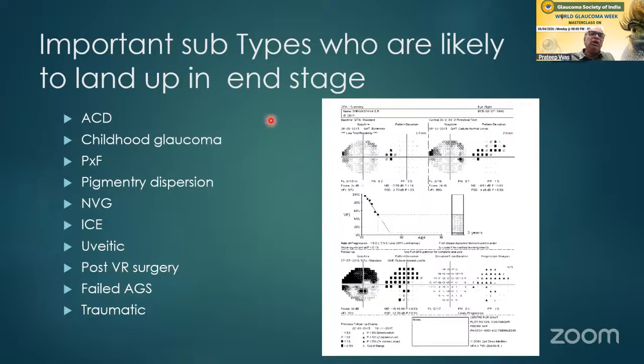These are the few conditions where the patient progresses very fast, particularly angle-closure disease, which is very common in the Indian population. Childhood glaucoma, invariably, they are in a very end-stage glaucoma. Pseudoexfoliation, pigment dispersion, neovascular glaucoma, uveitis, and the like are the few other conditions where patients progress very fast. Post-VR surgery is another condition created by our colleagues where the patient progresses very fast to end-stage glaucoma. Failed anti-glaucoma surgery, and if the pressure goes very high, these patients also land up in end-stage glaucoma.